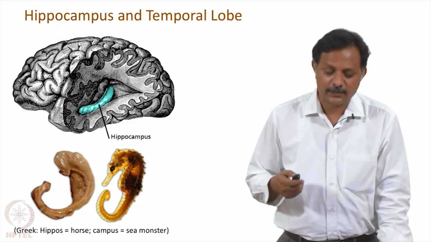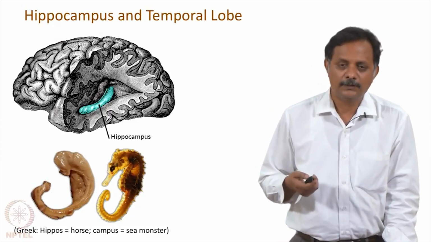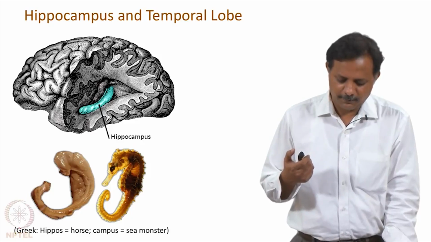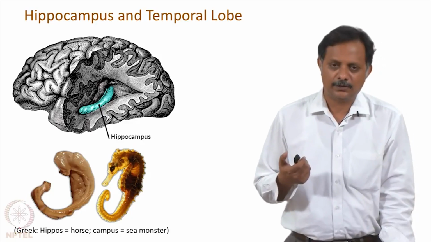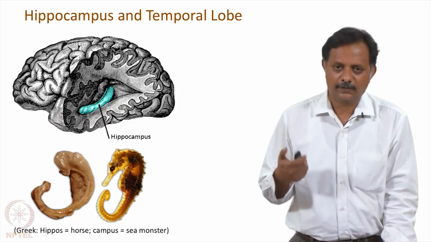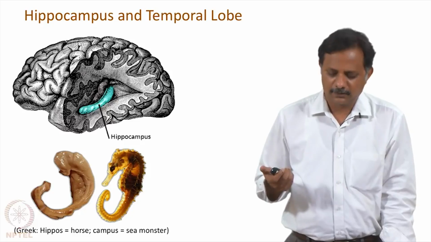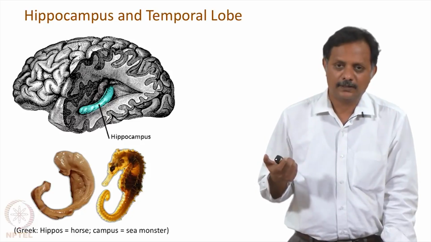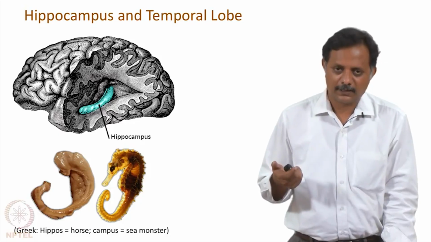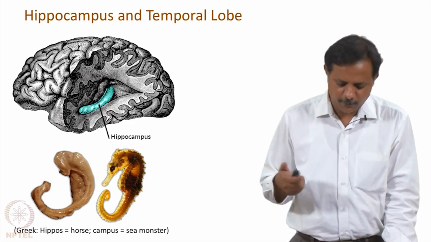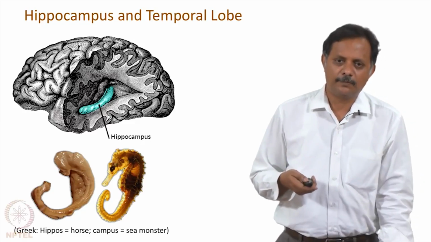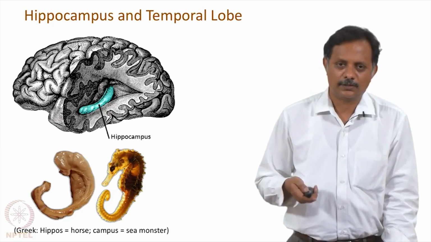So, the hippocampus looks like this. It is located inside the temporal lobe, and you can see that blue region which denotes the hippocampus. In the middle you see the actual anatomical structure of the hippocampus, and on the right extreme you see this little sea creature called the seahorse, and the word hippocampus comes from the seahorse. Hippos means horse and campus means sea monster, because of the resemblance of this structure to a seahorse, and it is named hippocampus.